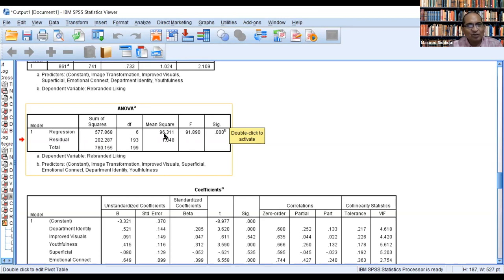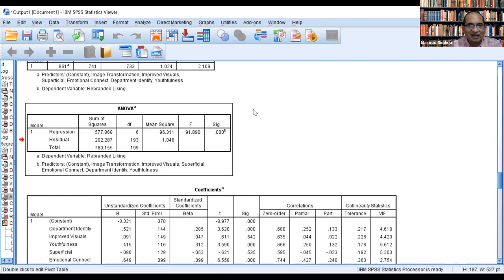It means the ratio of 96.311 divided by 1.048. So we are getting a high F value, that is 91.89, and correspondingly we are having a low p value, or low significance, as 0.001, and this p value is less than 0.05. So we reject H naught, and we can say that our proposed regression model is significant. It means these 6 predictors, or this regression variate as a linear combination of these predictors, is significantly associated with rebranded liking.